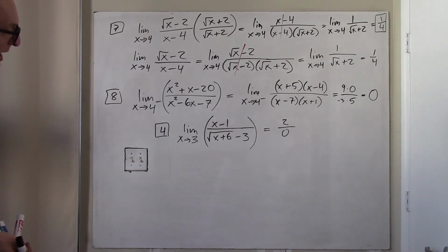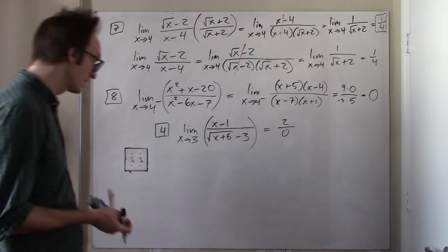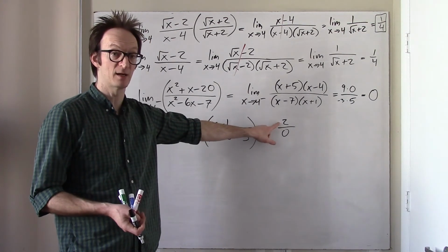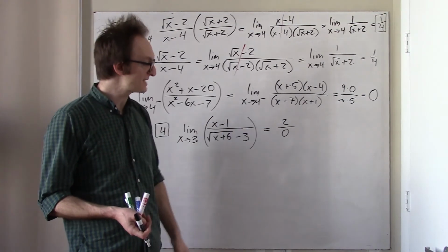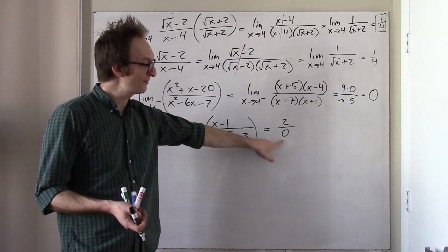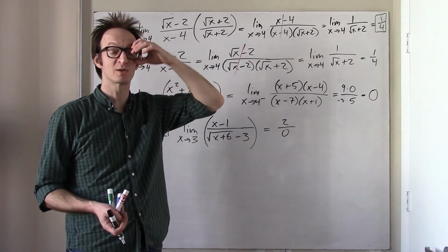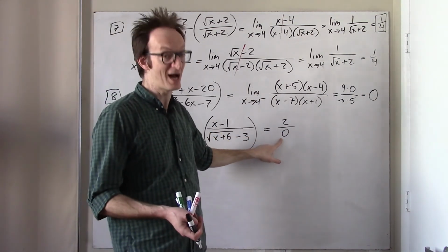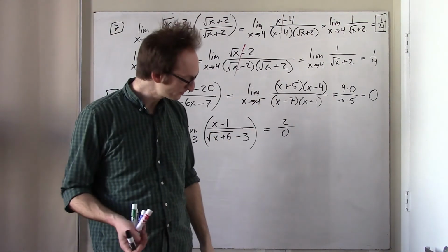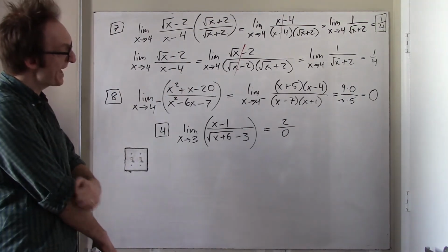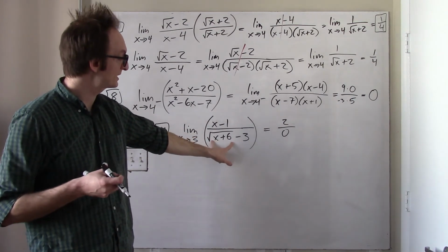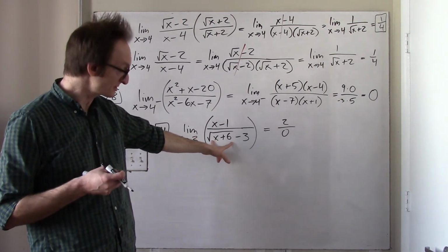But a more careful analysis is going to require us to determine if the numerator is looking pretty much like a 2, a regular positive number, and the denominator is very, very tiny. To answer this question, I need to figure out whether this denominator is a tiny positive number or a tiny negative number. And the answer is that it depends. It depends on whether the square root of x plus 6 is a little bit more than 3 or a little bit less than 3.